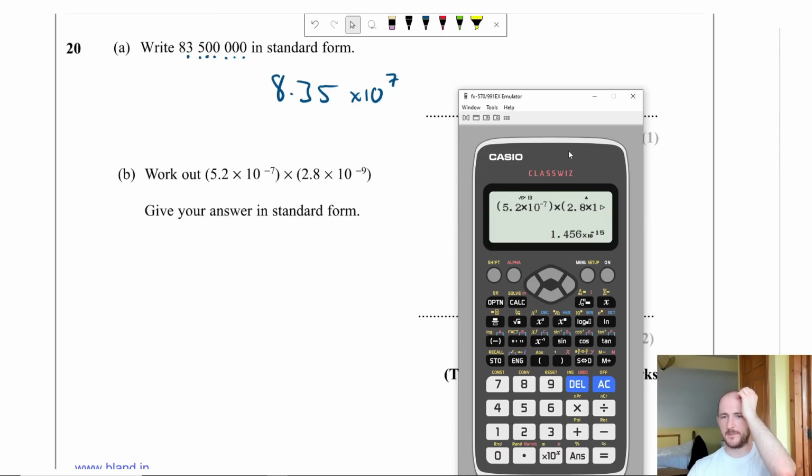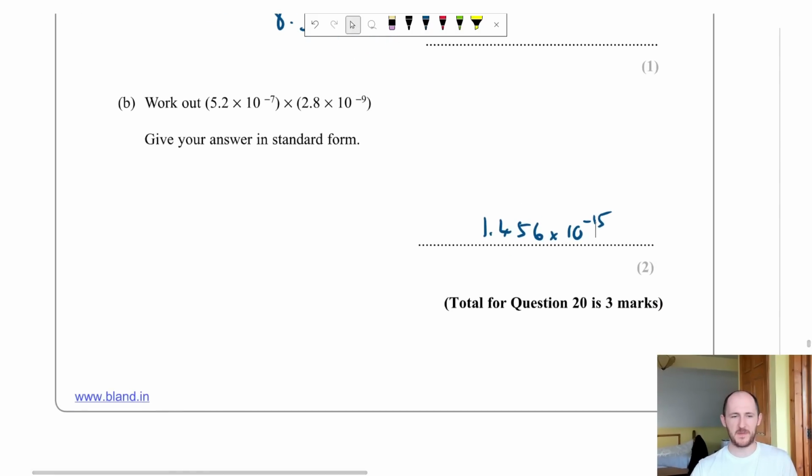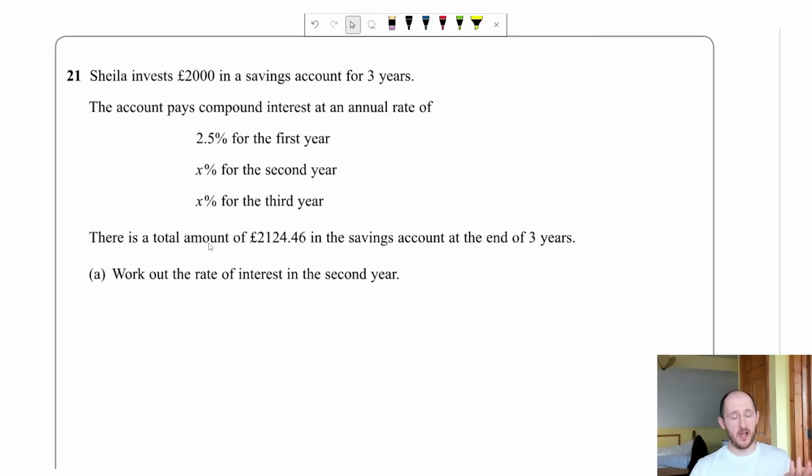That gives me the answer in standard form already. Well, that's nice, isn't it? Sure thing. Times 10 to the minus 15. Whoop-de-doo. Well, that was tricky, wasn't it? Okay, something slightly different at least.